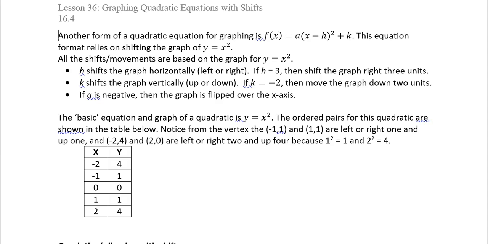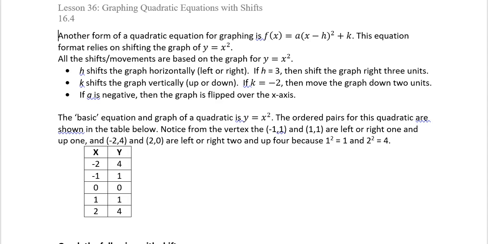This says another form of the quadratic equation for graphing is f of x equals a times the quantity x minus h squared plus k. This equation format relies on shifting the graph of y equals x squared. All the shifts or movements are based on the graph of y equals x squared. The first bullet: h shifts the graph horizontally, so left or right. For example, if h equals 3, because it's a positive 3, you would shift your graph right 3 units.